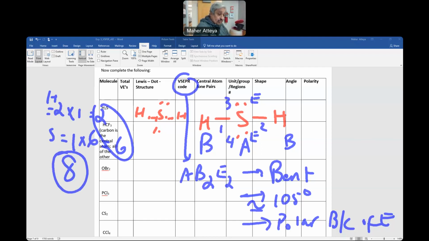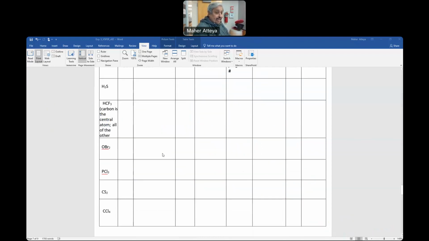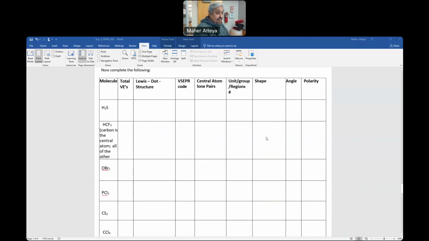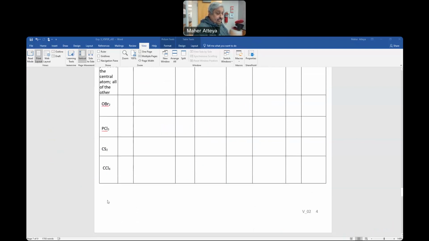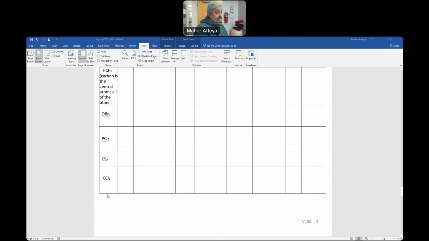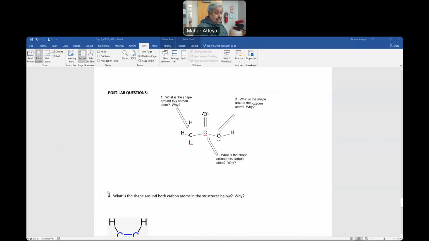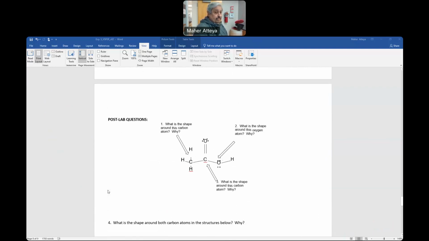No, for those, we have 5 only here. Hold on. Can I take this one out? So total VEs is 8. Total VEs is 8. So let me take this one out. So how many do we have here, guys? 1, 2, 3, 4, 5, 6. That's all, 6 we have. And the other one is just post-lab questions.